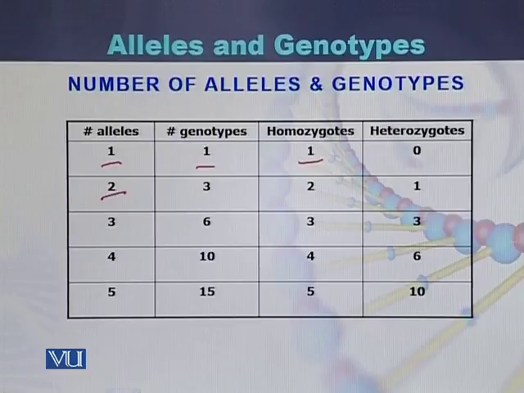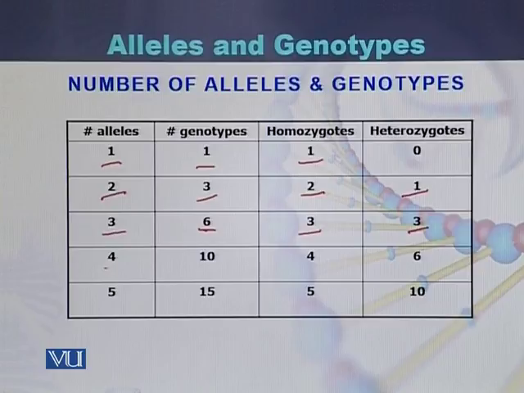If a gene contains two alleles, there will be a total of 3 genotypes. Out of the 3 genotypes, 2 will be homozygotes and 1 will be heterozygote. And if a gene has 3 different alleles, the number of genotypes will be 6, and out of 6, 3 will be homozygous and 3 will be heterozygous.